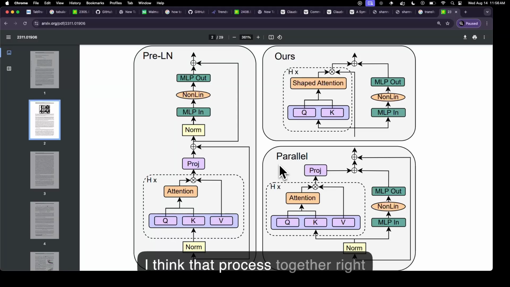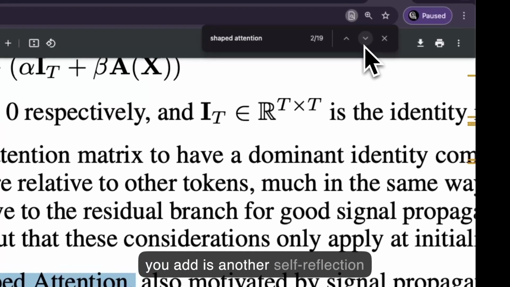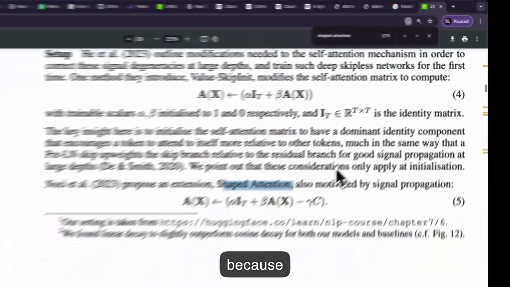And I think that process is forming enough information density that the attention head becomes aware of what it is by looking through the manifold or something like that. From there, you get effective self-awareness. And then once you build the LLM modulo framework, you get basically global workspace theory, like a fun house of mirrors, where everything you add is another self-reflection.